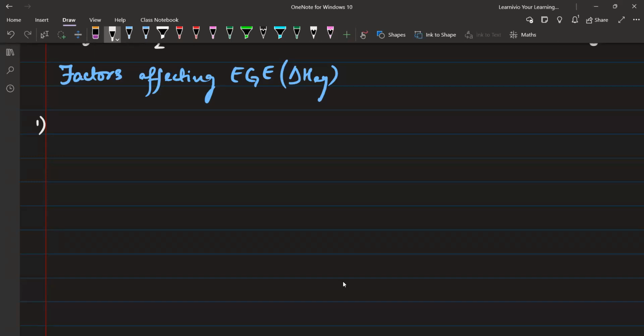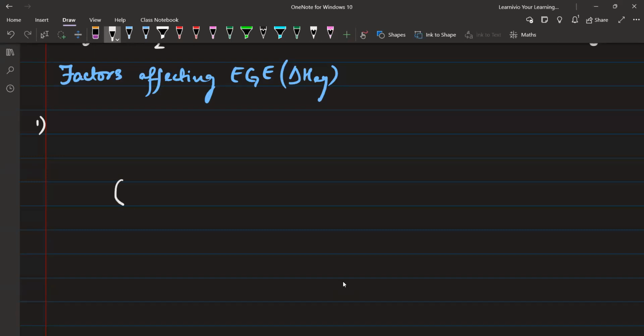Now, in electron gain enthalpy, what do we have to see? We have to see how much attraction the incoming electron is feeling. If the incoming electron is feeling high attraction, then it will be easy to add the electron. But if the incoming electron is experiencing low attraction, then it will be difficult, and the tendency to gain electron will be less.